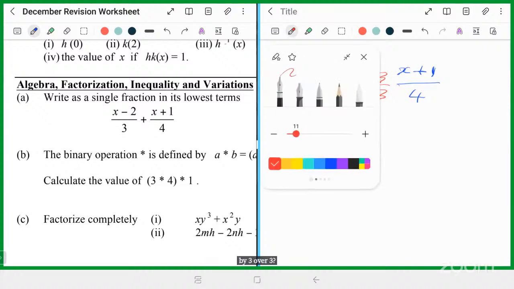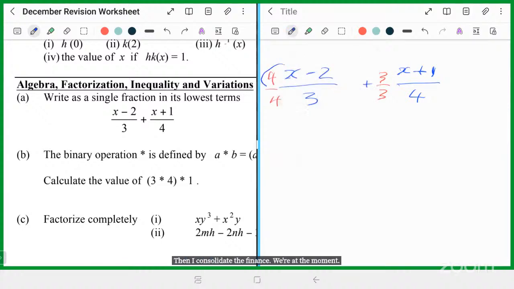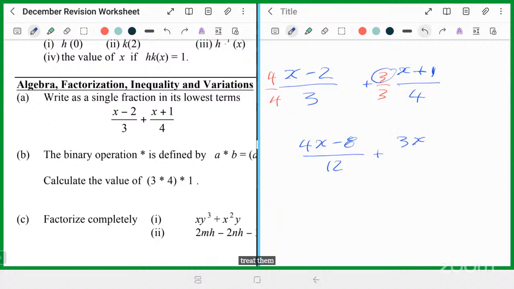Then I consolidate the values, work them out. 4 times x is 4x. 4 times this negative 2 is negative 8. Over 4 times this 3 is 12. Plus, that's this plus. 3 times this x is 3x. 3 times this one is 3. Over 3 times this 4 is 12.